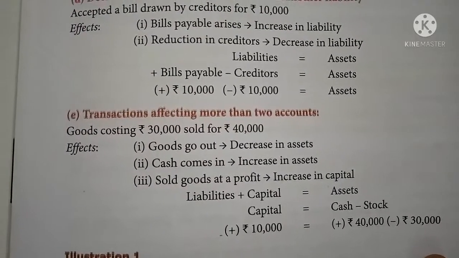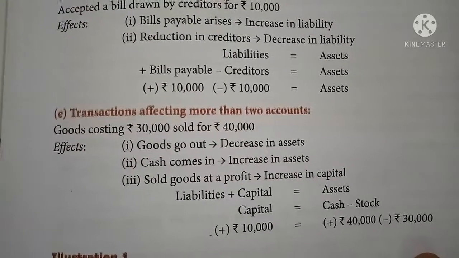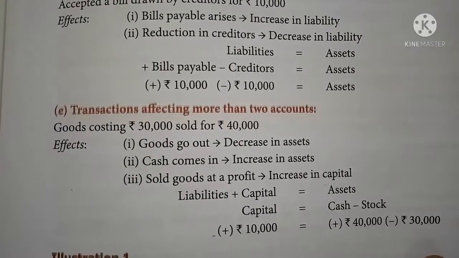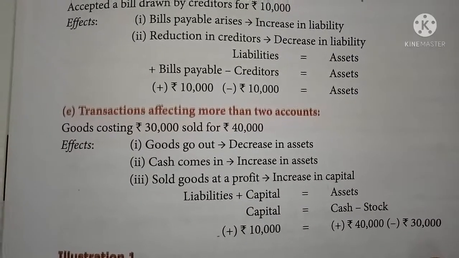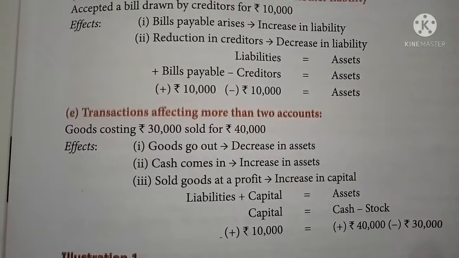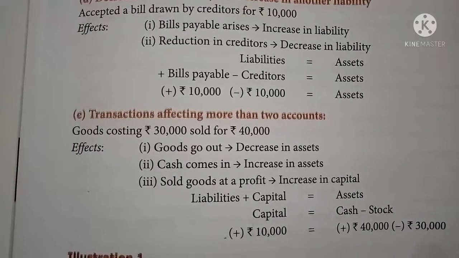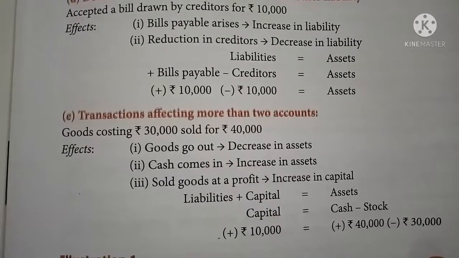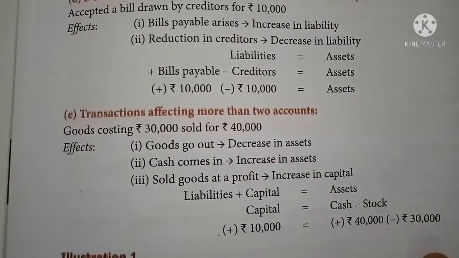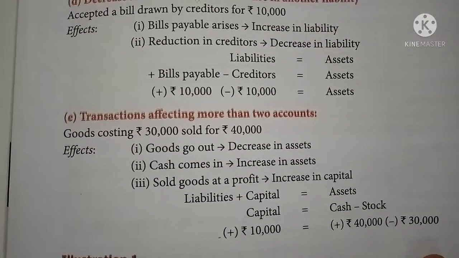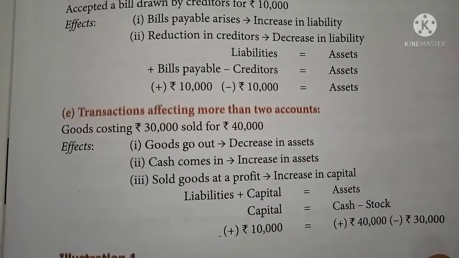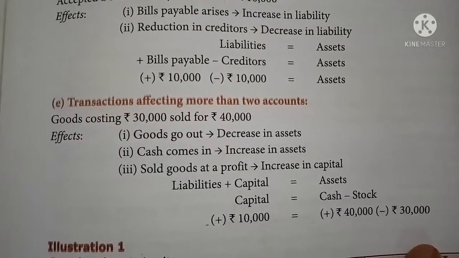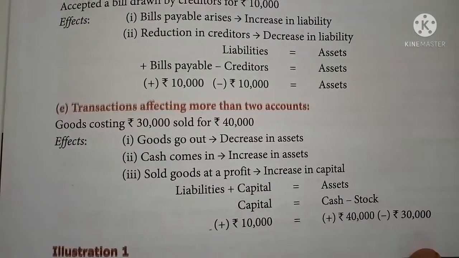While selling the goods, there will be a profit or loss. In this case, goods costing 30,000 are sold for rupees 40,000. So here 10,000 will increase. We are selling the goods for more than the cost, so the 10,000 profit will increase. So the capital will also increase.